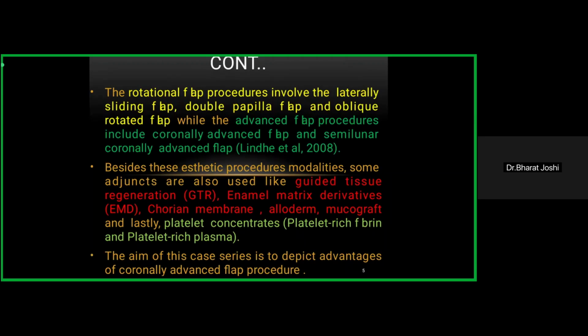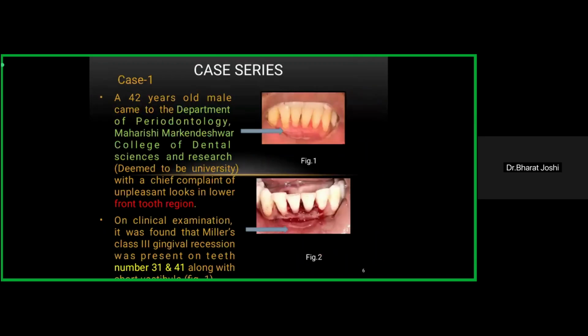Besides these, we can use certain adjuncts like guided tissue regeneration, enamel matrix derivatives, chorion membrane, and lastly, the platelet concentrates like platelet-rich fibrin and platelet-rich plasma. Now, the aim of this case series is to depict the advantage of the coronally advanced flap procedure. This is the first case.